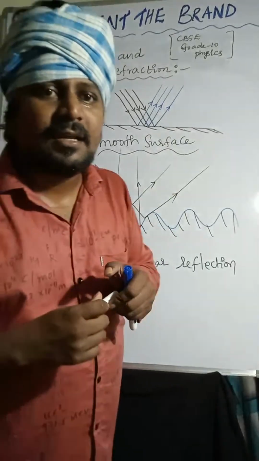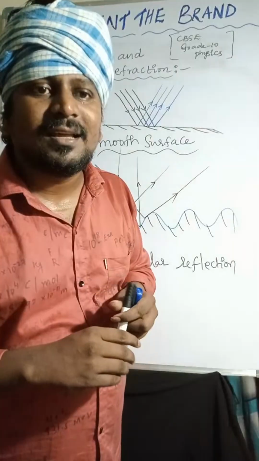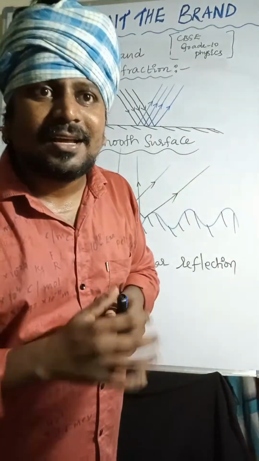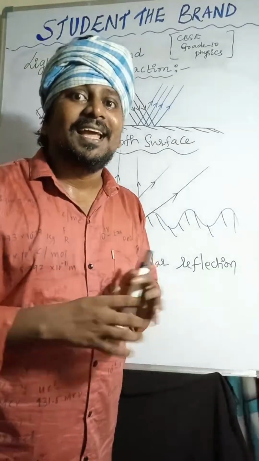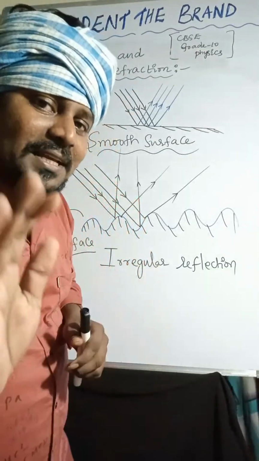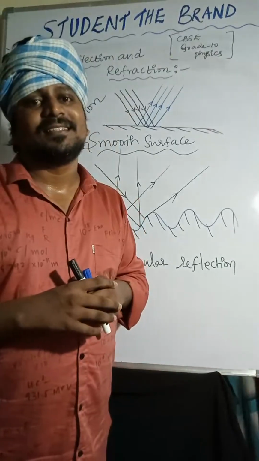Are you understanding? Are you listening? Regular reflection takes place on smooth surface. Irregular reflection takes place on rough surface. Yes or no?